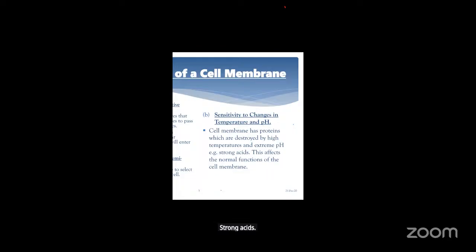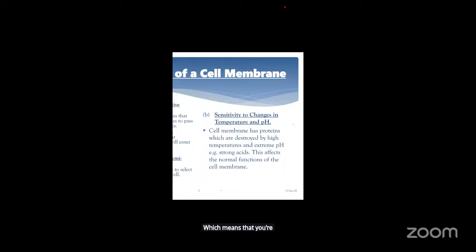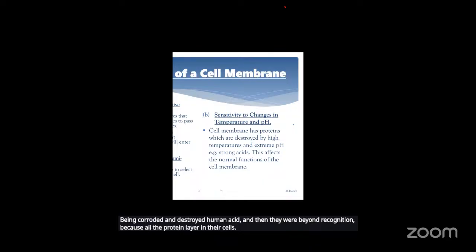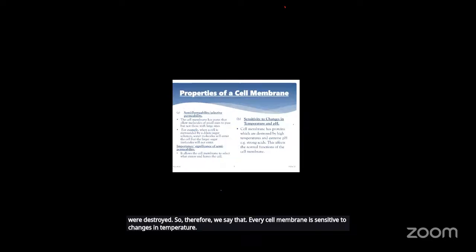So therefore, if your cells get exposed to extreme pH, like for example, very acidic pH, you will find that that pH will destroy the protein in your cell, and then the cell membrane will be denatured, which means that you're going to have that part which has been burnt by an acid being corroded and destroyed. Ndio maana unasikia mtu alimwagiwa acid and then they were beyond recognition because all the protein layer in their cells were destroyed. So therefore we say that every cell membrane is sensitive to changes in temperature and pH.